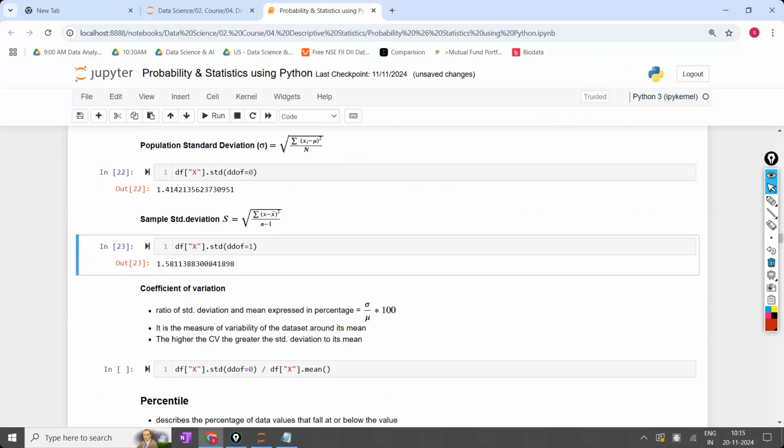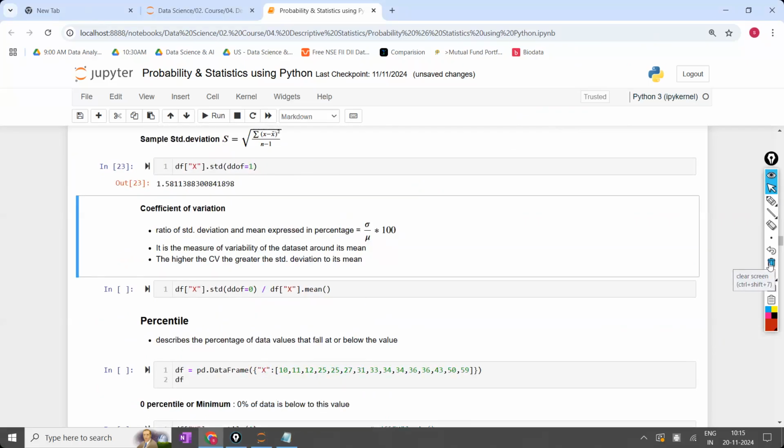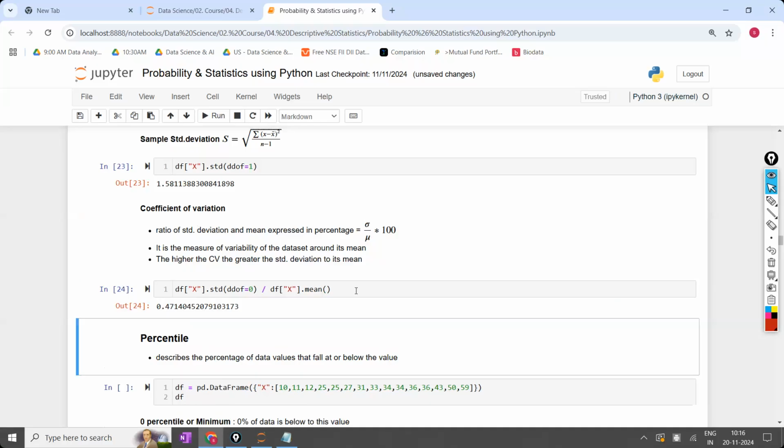Now we'll move on to the next one called coefficient of variation. Coefficient of variation is the formula sigma divided by mu, that is standard deviation divided by its mean value. Population standard deviation divided by its mean value is called the coefficient of variation. To calculate the population standard deviation, use ddof of 0, divided by its mean value. Is the point clear, guys?